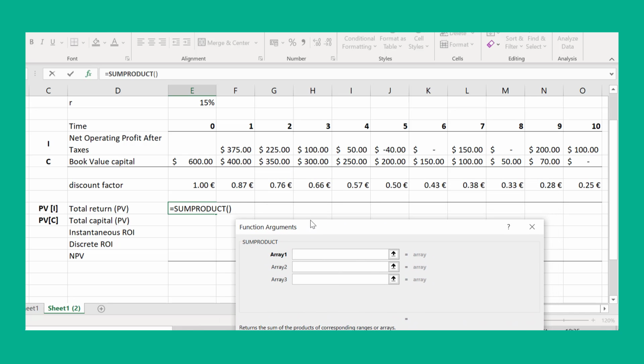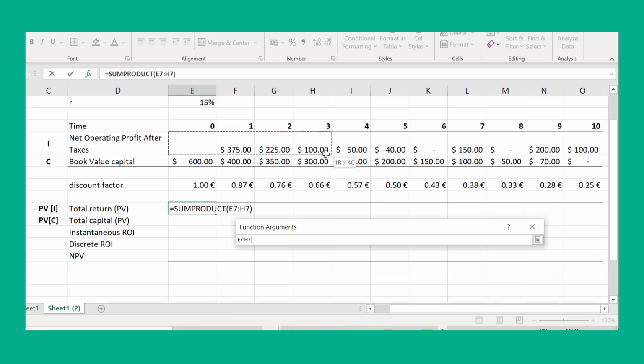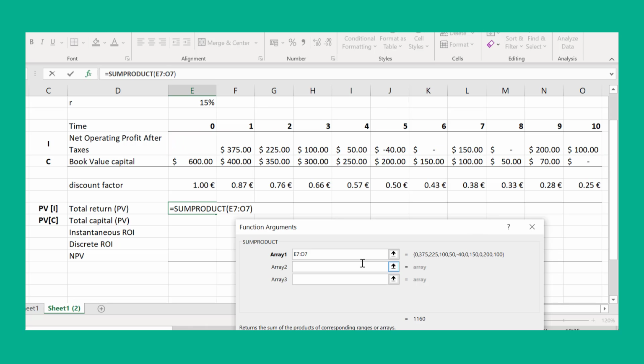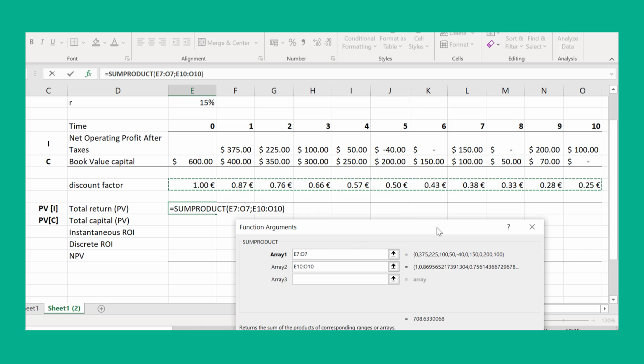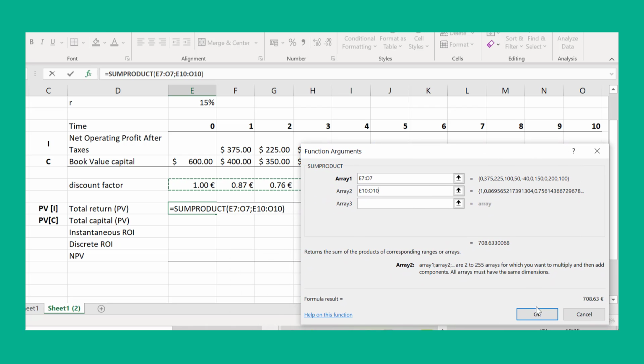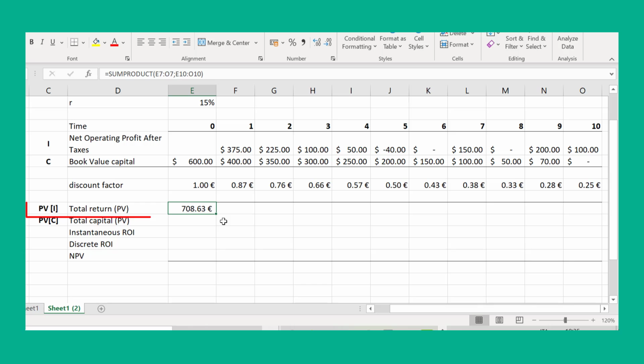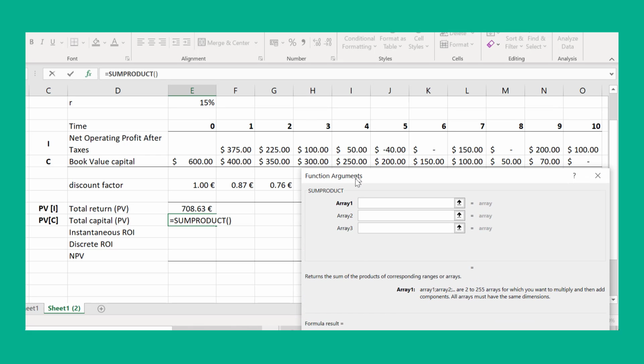In array 1 we place all the incomes from 0 to 10. In array 2 we place the discount factors from 0 to 10. Okay, we click OK, and we have the total return in present value. This is the present value of the estimated incomes. Then we make the same operation with the book value.